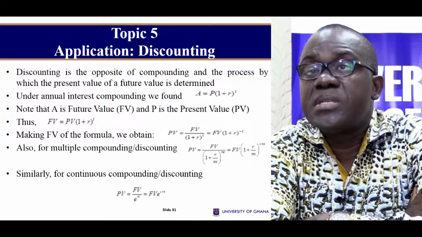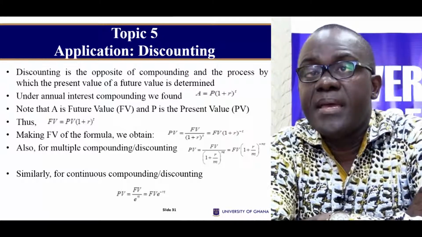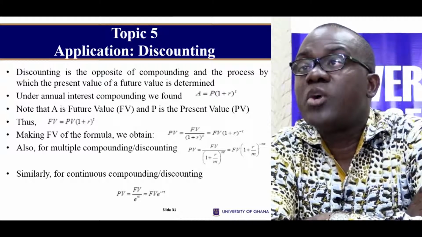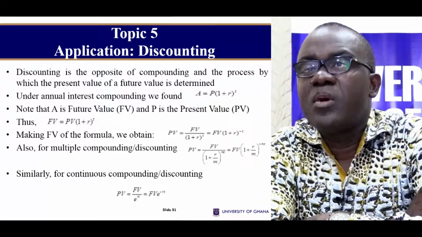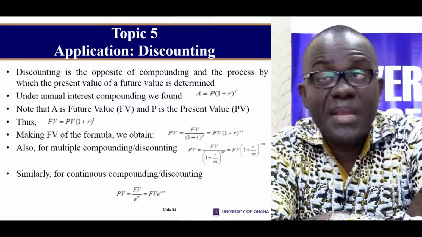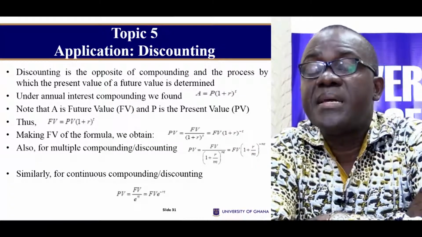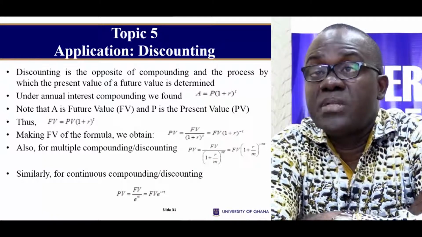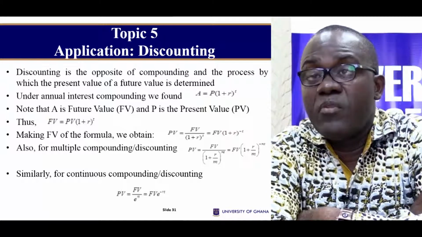And again, you can see that we're discussing a situation where we have one compounding a year. But when you have n compoundings in a year, then our formula reduces to the one you see over there. Similarly, if compoundings are made continuously, then our formula changes over here. So what I can say is that discounting is just the reverse of compounding.